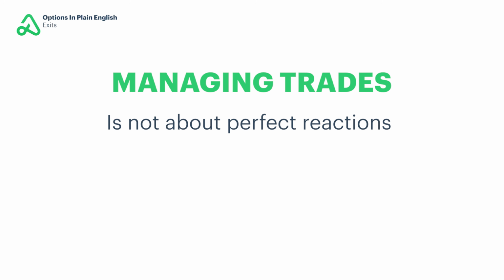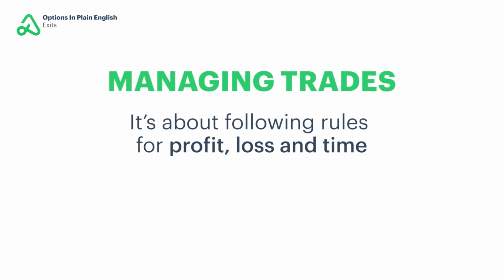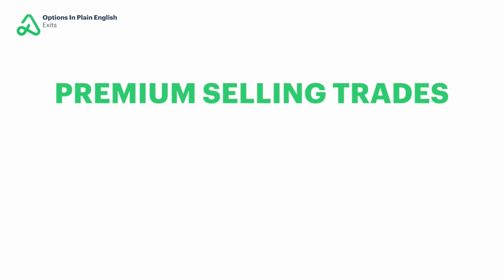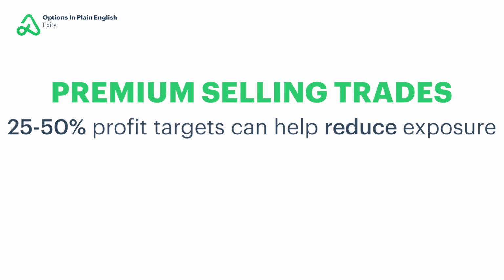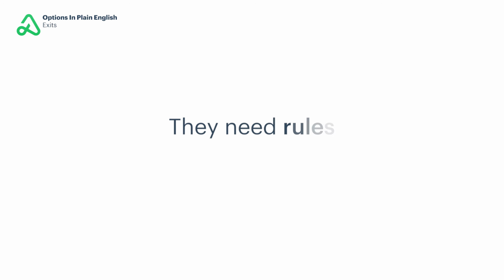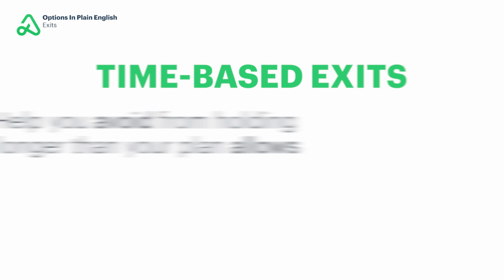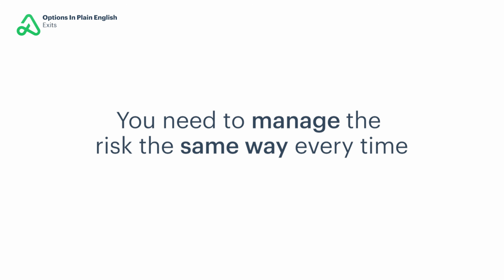Quick recap. Managing trades is not about perfect reactions. It's about following rules for profit, loss, and time. You do not need to capture 100% of every winner. For premium selling trades, 25 to 50% profit targets can help reduce exposure after the trade has already worked. Losses are a part of the system. They need rules, not emotional rescue missions, and time-based exits help you avoid holding longer than your plan allows. And you do not need to get the most out of every trade. You need to manage the risk the same way every time.